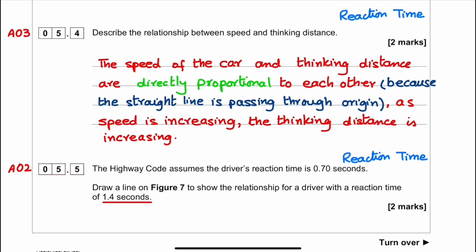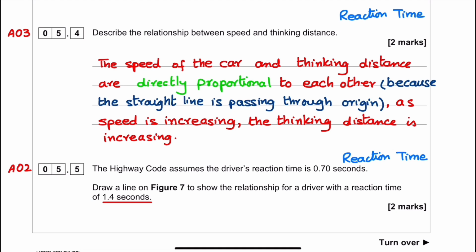5.5 is an AO2 question, and this question is from the topic of reaction time. The highway code assumes the driver's reaction time is 0.7 second. Draw a line on the figure 7 to show the relationship of a driver with a reaction time of 1.4 second.